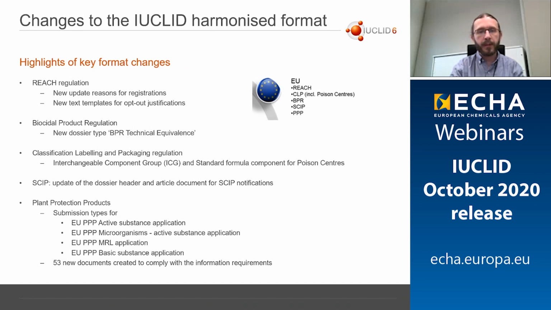Finally, the plant protection product that was introduced last year has been completed now, and we are supporting in this new Euclid release the following submission types for active substance application, for chemicals and microorganisms, supporting also maximum residue limits applications and applications for basic substances. In total, 53 new documents were created to comply with the information requirements under the plant protection products legislation in Europe.